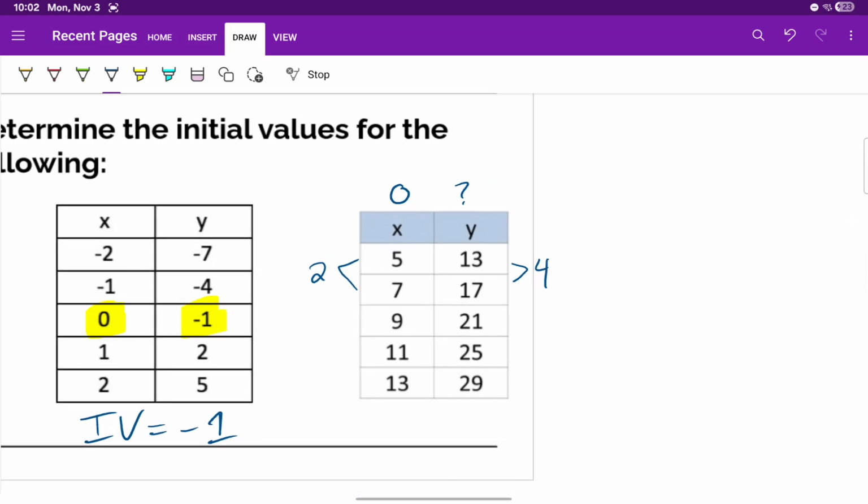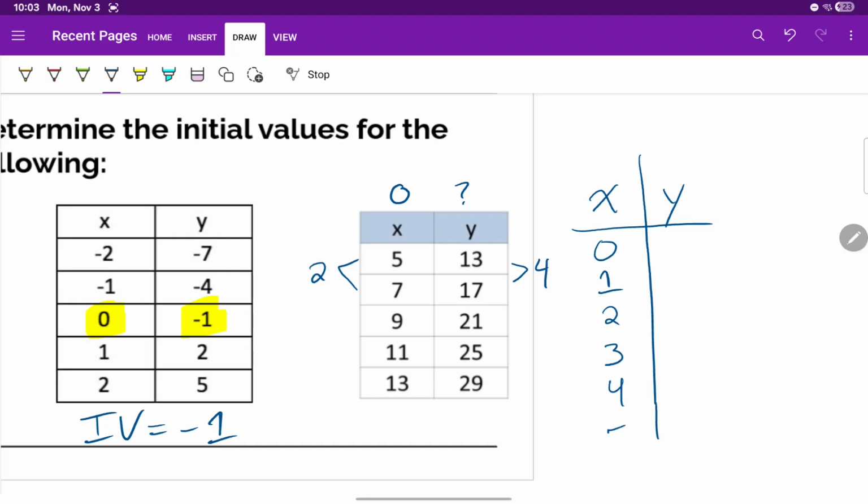That's really interesting. So what I could do is I could fill in a piece of this. I'm going to actually write out a new table of values over here and try to fill in the gaps: 0, 1, 2, 3, 4, and 5. Now at 5, we know it's 13. And we know that every time it changes by 2 in the x, it changes by 4 in the y.